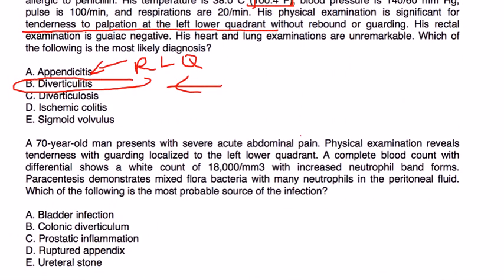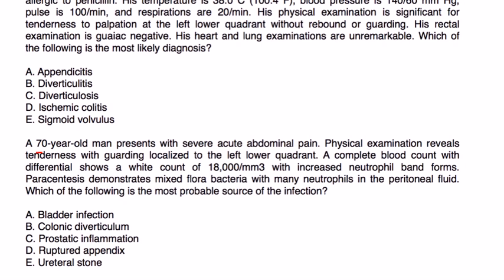Next one. A 70-year-old man presents with severe acute abdominal pain. Physical exam reveals tenderness and guarding, with guarding localized to the left lower quadrant. Complete blood count with differential shows a white count of 18,000, which is high, with increased neutrophil band forms. Paracentesis demonstrates mixed flora bacteria with many neutrophils in the peritoneal fluid. Which of the following is the most probable source of infection?